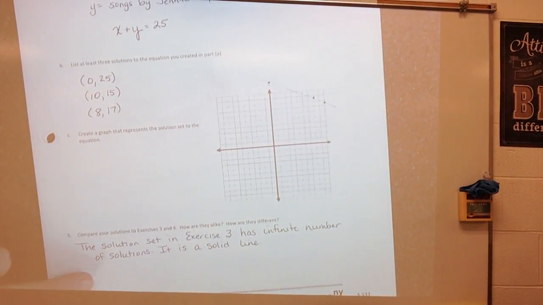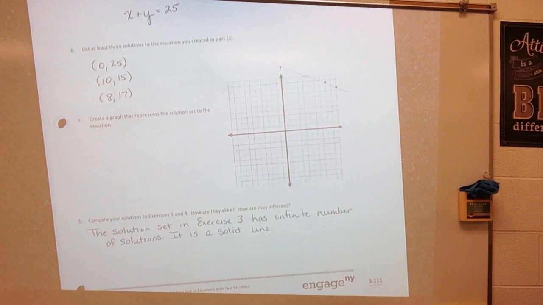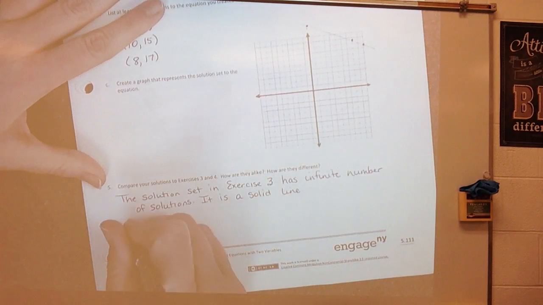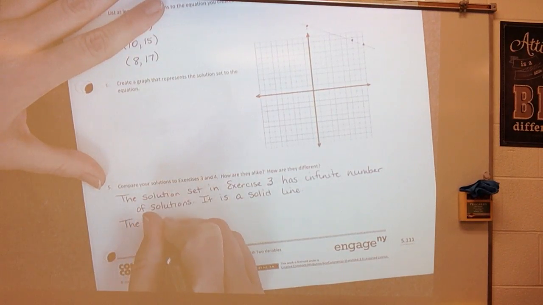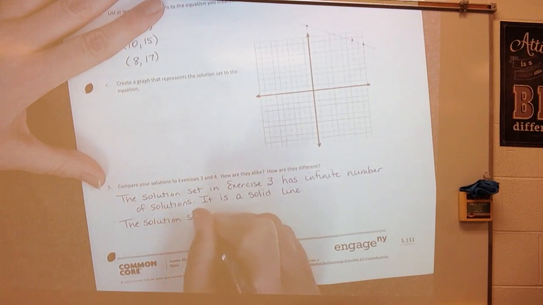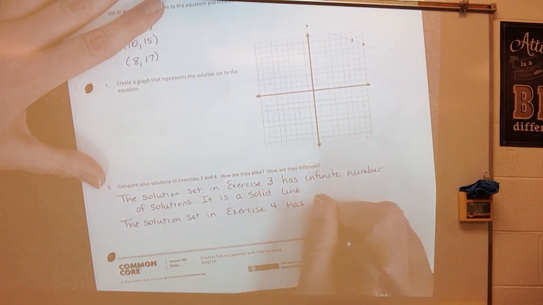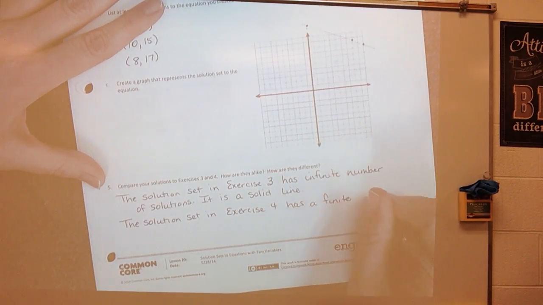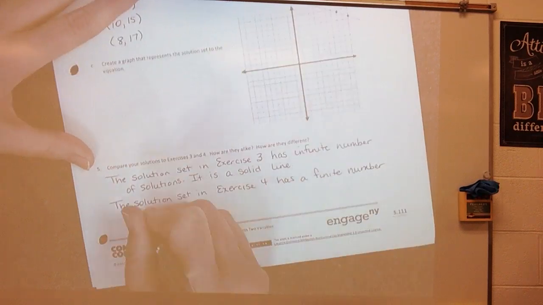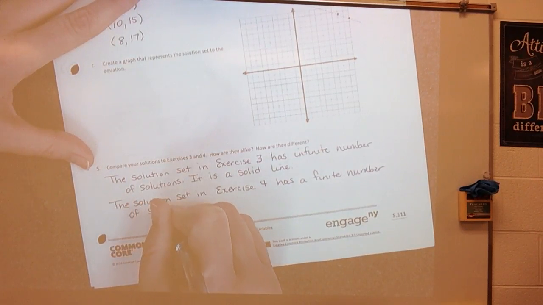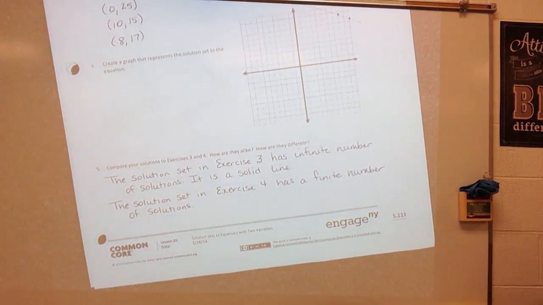All right, but let's think about this here. Are there infinite number of solutions for this equation? No, there is not, because remember we said we cannot have negative number of songs. So we call this the solution set in exercise 4 has a finite number of solutions. In other words, there's only a certain amount of solutions that we can have.